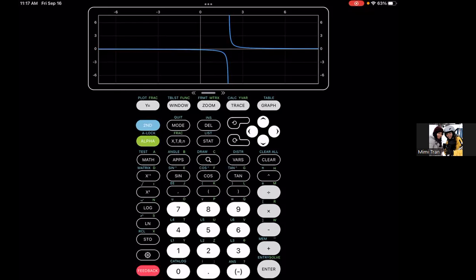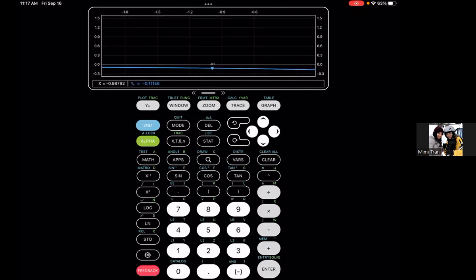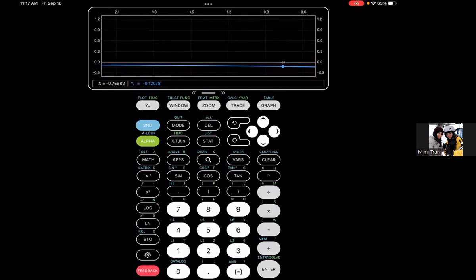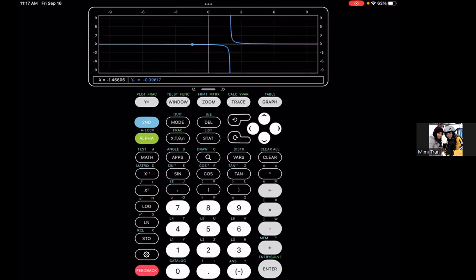So the domain will be from, can someone tell me the domain? Oh, we already did the domain, sorry. What about the range? By the way, if you zoom this in, this blue line should not touch the x-axis. It's kind of difficult to see here. It never touches. You keep zooming in. It never touches the x-axis. And then I'll go back to zoom 6 again.